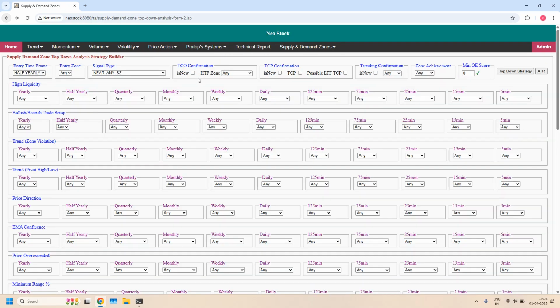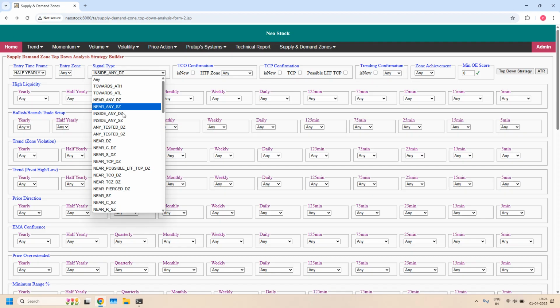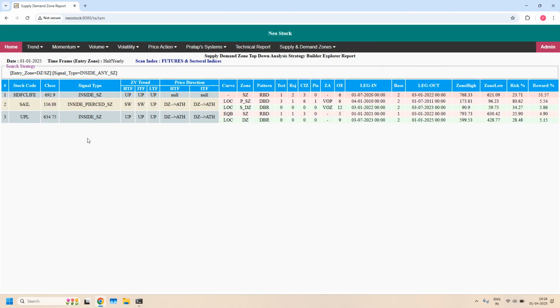Next, stocks near half yearly supply zone. No stocks. Price closed inside the half yearly demand zone. We got 4 stocks. Next, price closed inside the half yearly supply zone. We got 3 stocks.